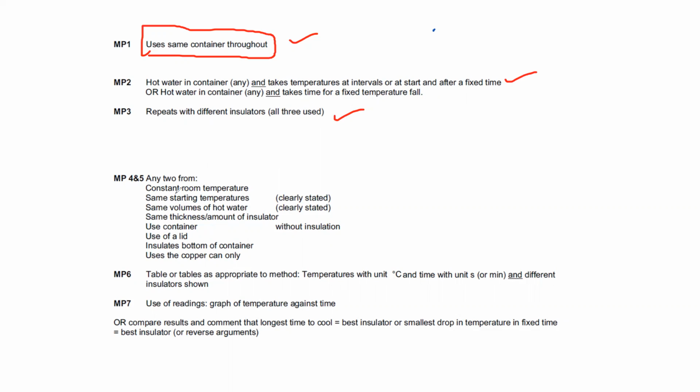Then the 4th and 5th marks depend on the variables which you keep constant. You mention any 2 of them: same room temperature, same starting temperature, or same volume or same thickness of the insulation, and you will score the marks. The table with appropriate column headings, you will score a mark. And then use the readings or a graph between time and temperature and compare the result. How do you compare the result? The best insulation has a smaller drop, and the opposite, the one which is steeper will have a faster rate of cooling. So that's how the marks are distributed for this experiment.